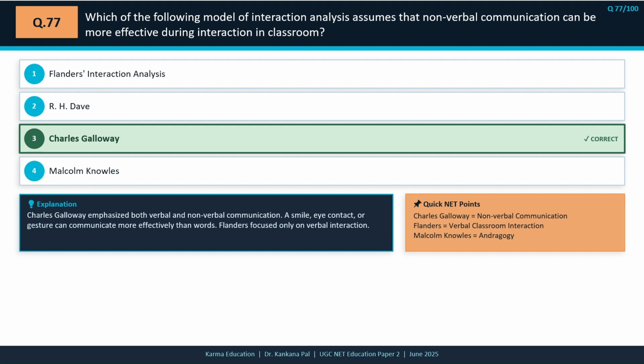Well, Charles Galloway emphasized both verbal and non-verbal communication in classroom interaction. You see, sometimes a smile, eye contact, facial expression, or hand gesture can communicate more effectively than words. Flanders mainly focused on verbal classroom interaction, whereas Galloway highlighted the importance of non-verbal behavior. A quick net point. Charles Galloway equals non-verbal communication. Flanders equals verbal classroom interaction. Malcolm Knowles equals andragogy. Now, let's see question number 78.